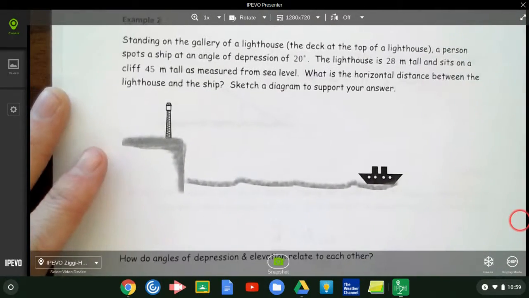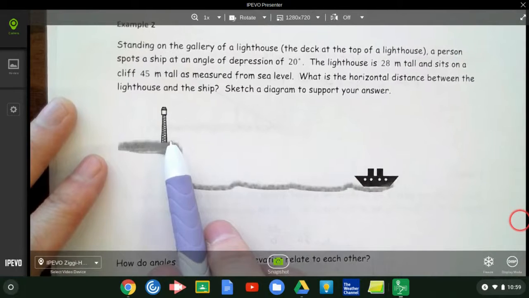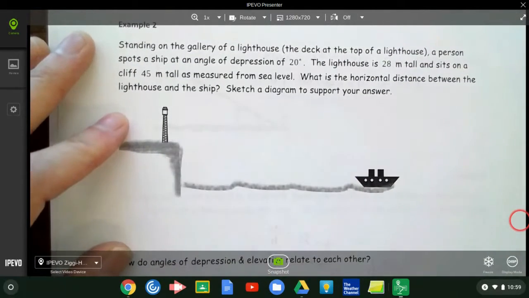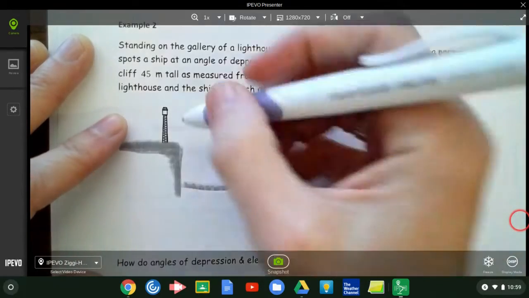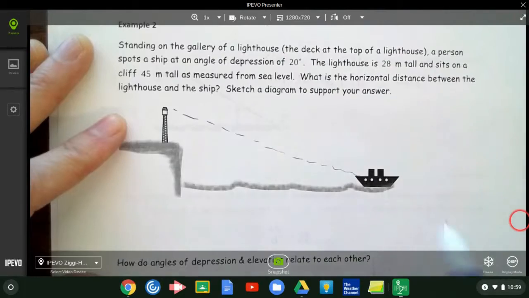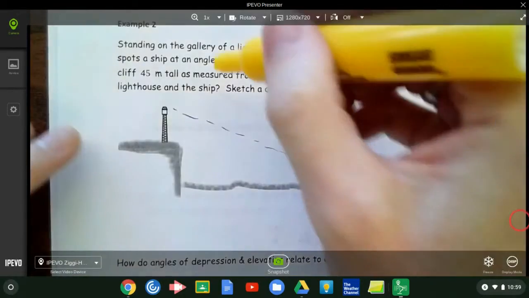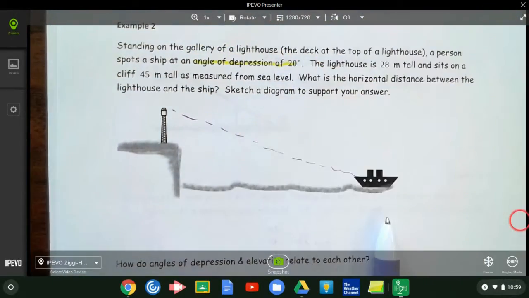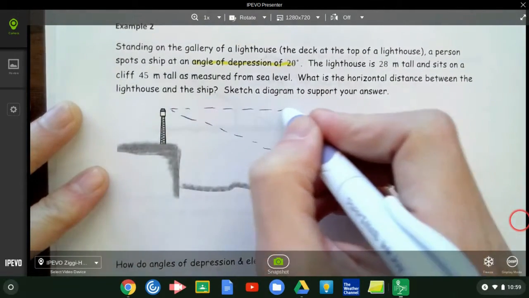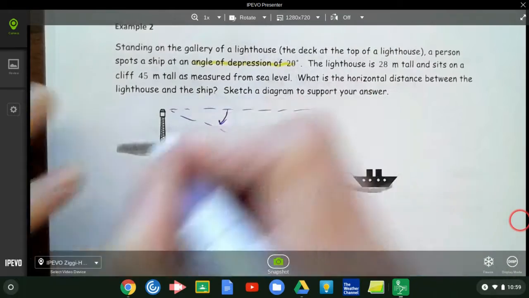So, standing in the gallery of a lighthouse, the deck at the top of the lighthouse, a person spots a ship at an angle of depression of 20 degrees. So the guy sees the ship. He goes, hey, look, there's a ship. But it says right here, angle of depression is 20 degrees. So I need to set up a horizontal line this way. And there's my angle of depression.